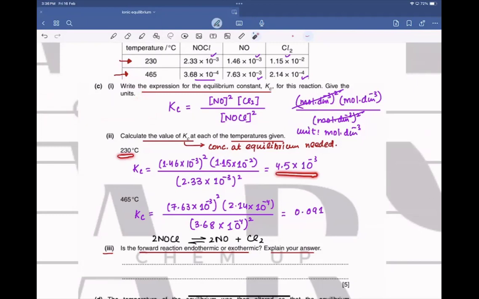4.5 exponent minus 3, right? But at 465 degrees Celsius, when the temperature is increased, what is the value of Kc? 0.091, right? So which one has a greater value, higher temperature or lower temperature? Higher temperature. So it means that when the temperature is raised, the Kc value gets higher, a greater Kc value indicating more product will form. So see, this is the justification. If you don't justify your answer, you will not get the mark. Is it understandable to all of you?